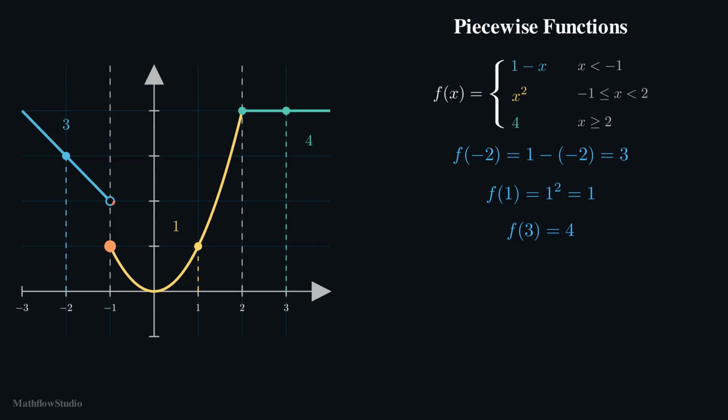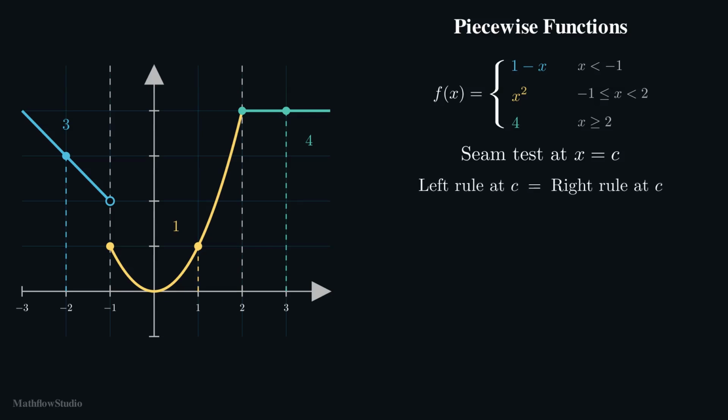A seam belongs to exactly one rule. -1 is claimed by the second rule, so the value there is 1 and not 2. A seam is the one place a piecewise graph can break, so every seam gets the same test. The 2 rules must give the same number at the seam. If they do, the graph runs straight through.